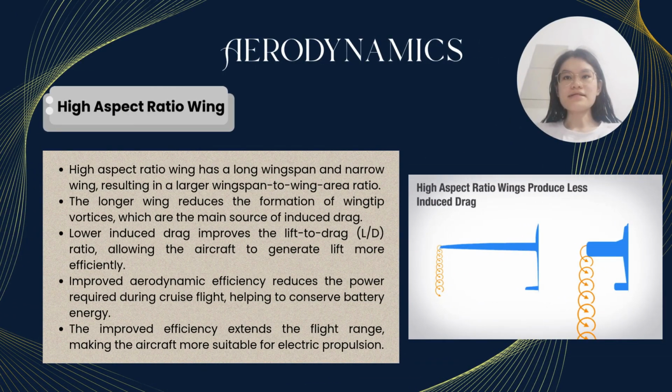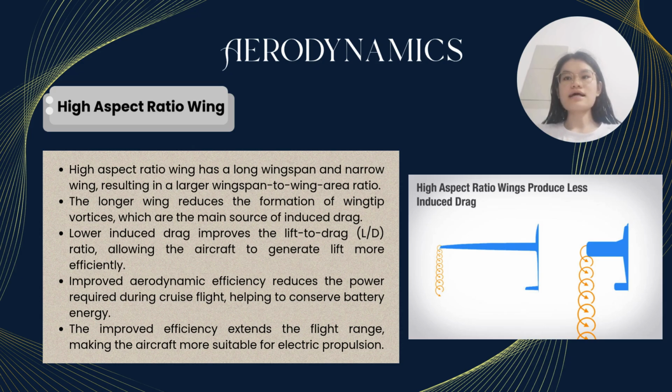Now I will present the aerodynamic performance analysis of the NASA X-57 Maxwell. The first aerodynamic feature is the high aspect ratio wing. A high aspect ratio wing has a long wingspan and a narrow wing, giving it a larger wingspan to wing area ratio. As shown in the figure, the high aspect ratio wing on the left produces smaller wingtip vortices than the low aspect ratio wing on the right.